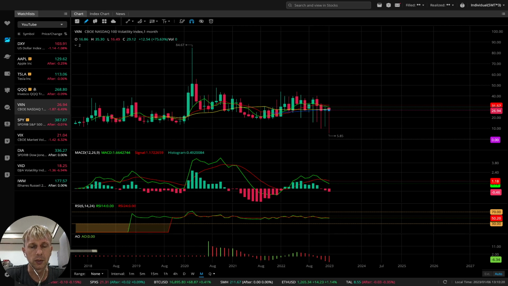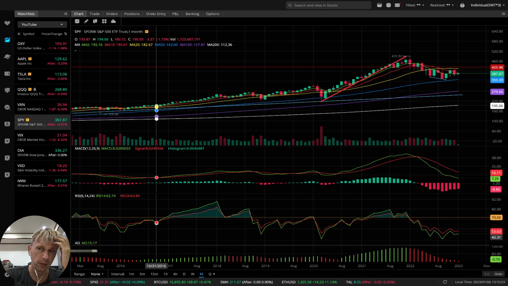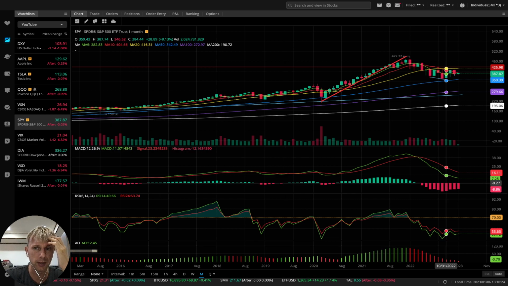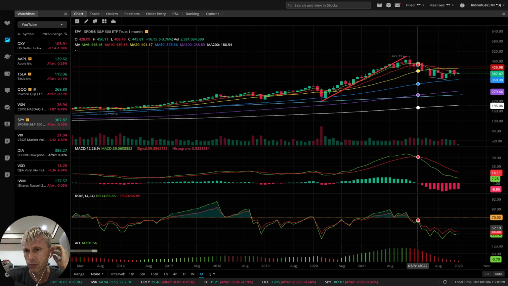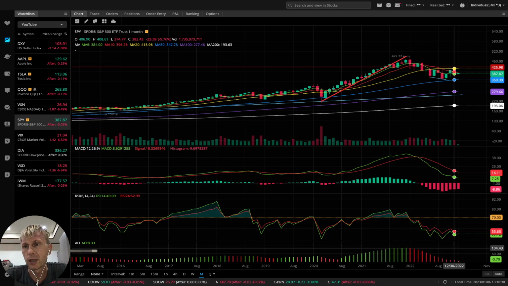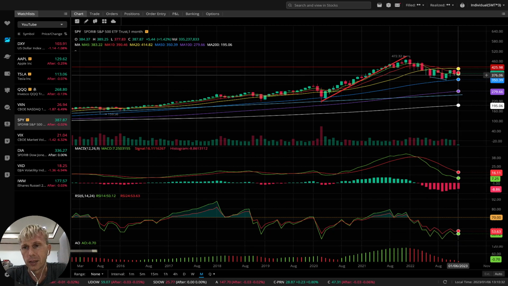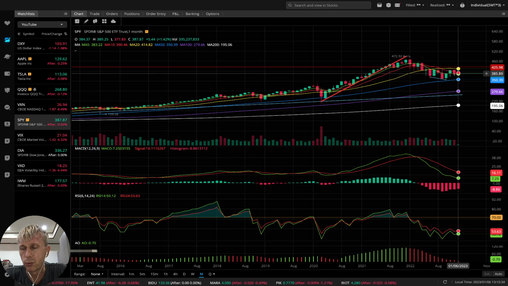Let's move to SPY. SPY monthly, bearish trend on MACD, no changes. Bearish trend on RSI, and also the oscillator, bearish trend. And yeah, it's the beginning of January. It's just one week of January.